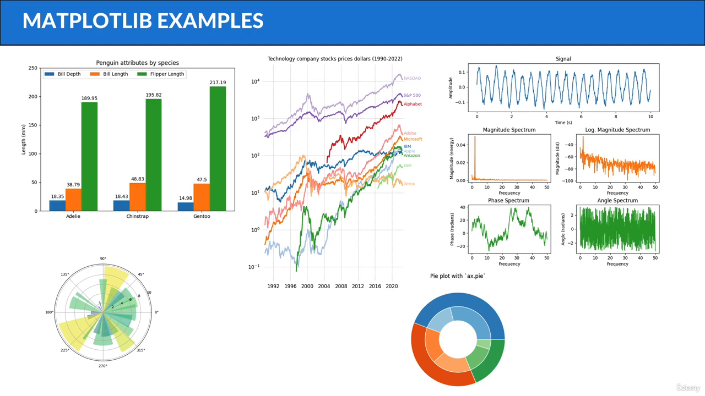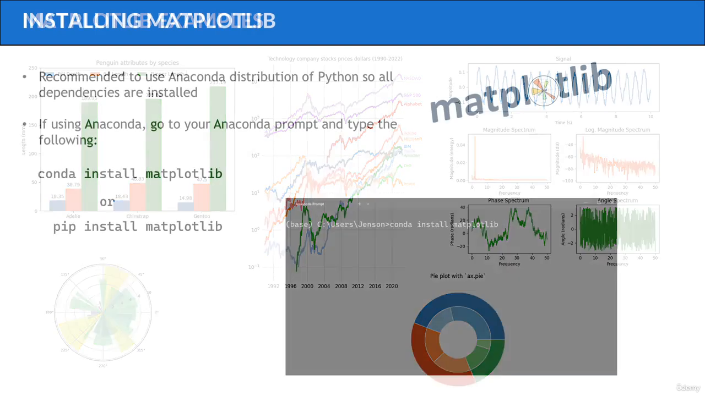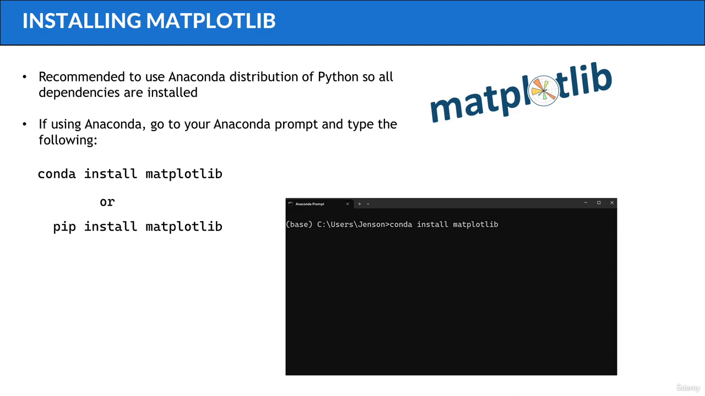And finally, we'll quickly go over how to install Matplotlib. Like the other libraries we've looked at, this library comes pre-installed with the Anaconda distribution. But if for whatever reason you don't have it with your version or need to reinstall it, you can just say conda install matplotlib. Or alternatively, if you're not on Anaconda, you could just use pip install matplotlib.